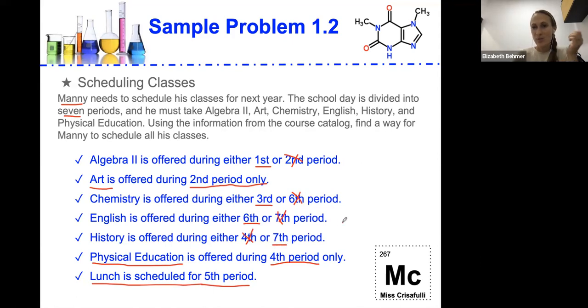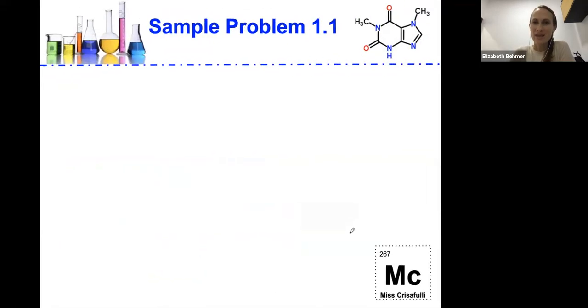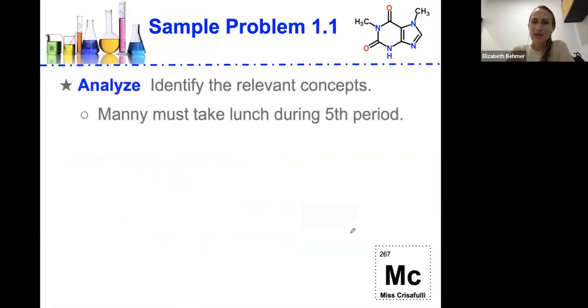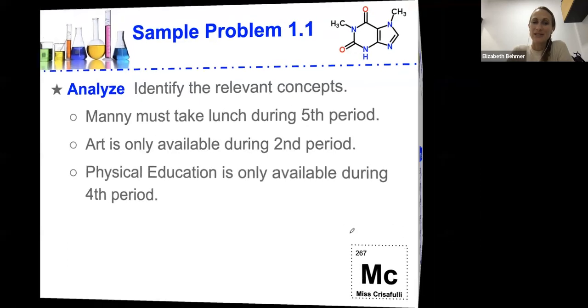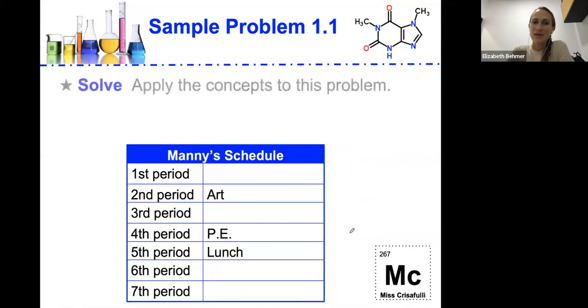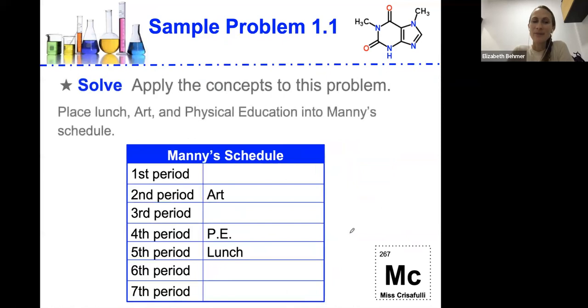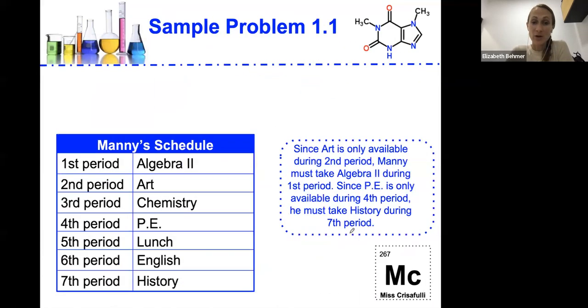So this is just another way of analyzing and solving a problem. And I think it'll take you through this. Manny must take lunch during 5th, art during 2nd, and physical education 4th. Apply the concepts to solve the problem. We can place lunch, art, and physical education into Manny's schedule because we know that's where they go.